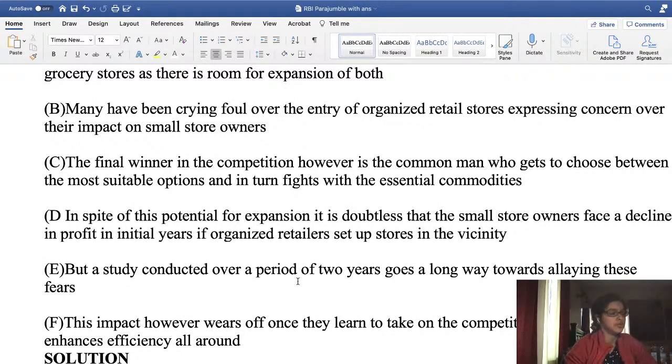So for the final decision, the word final obviously means conclusion. We are nearing the end of the passage. Therefore, it is ultimately up to the consumer, up to the common people, who will have so many options to choose from. They will have the local stores, they're going to have the supermarkets. So they are the winners, right? Yes.